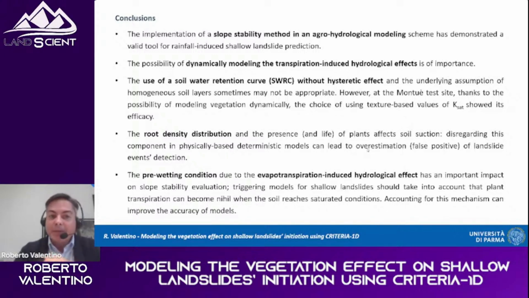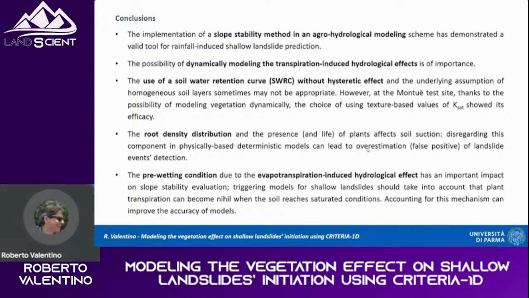The possibility of dynamically modeling the transpiration-induced hydrological effects is of importance for this kind of landslide. The use of a soil water retention curve without any hysteretic effect and the underlying assumption of homogeneous soil layers sometimes may not be appropriate. However, in this case at the Montois test site, thanks to the possibility of modeling vegetation dynamically over time, the choice of using texture-based values of the saturated permeability of the soil showed its efficacy.